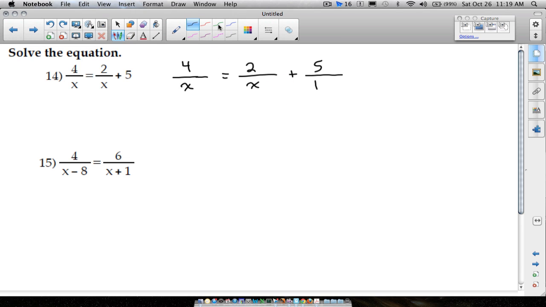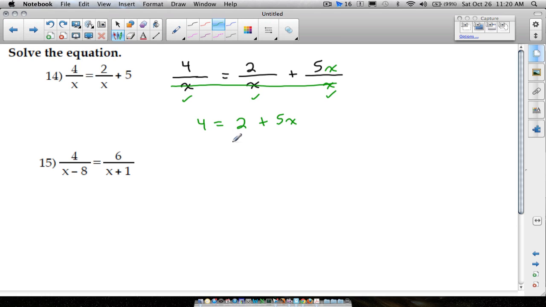This one's not too bad though, because we got to have an x in all of them. We got an x there, we got an x there, we got to put an x in this one. So we're good with the x's. Now I wrote the 1 there just to remind you it's a fraction, but the 1 is not really that important. We have common denominators. And the shortcut that we can use for solving equations, once you find the common denominator, you can cross them out and solve just the top part. So the top part is 4 equals 2 plus 5x.